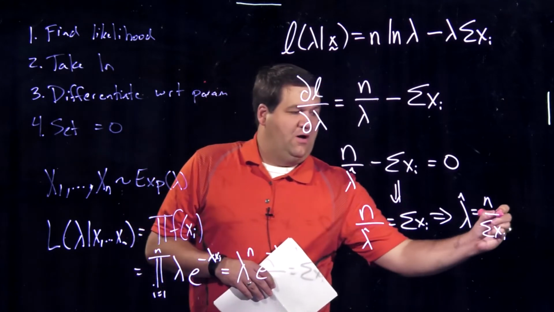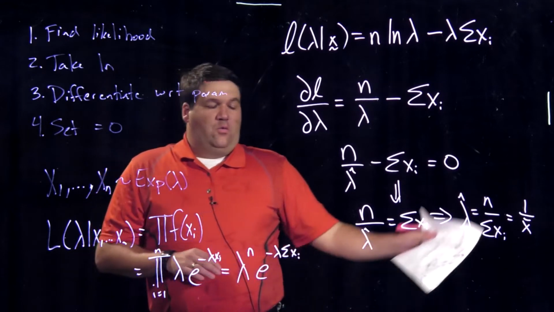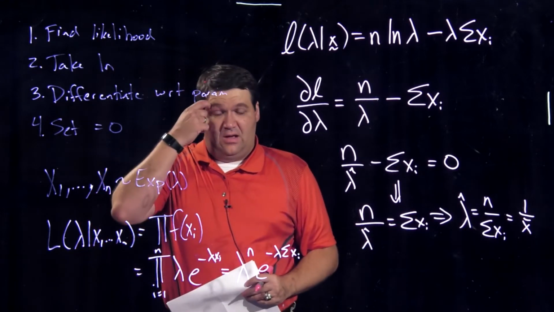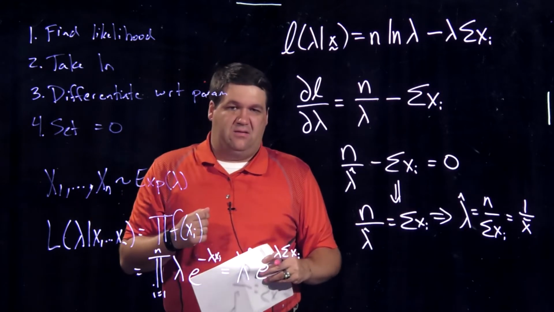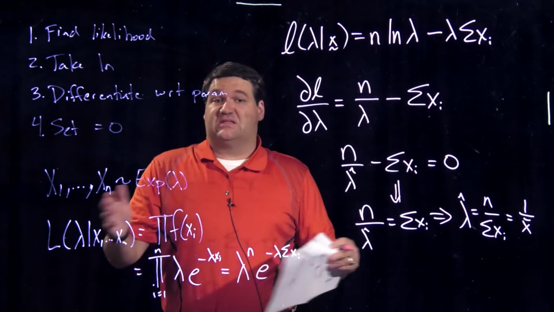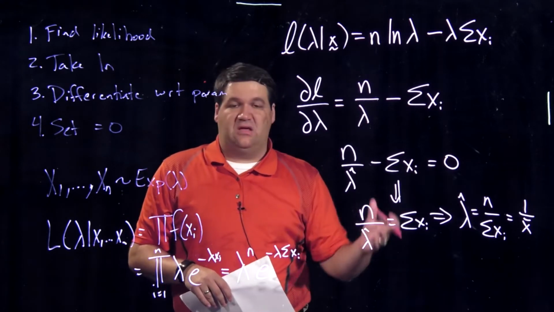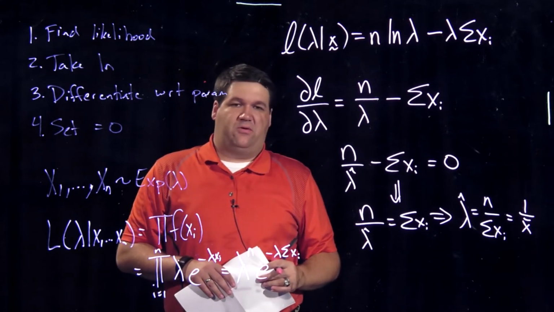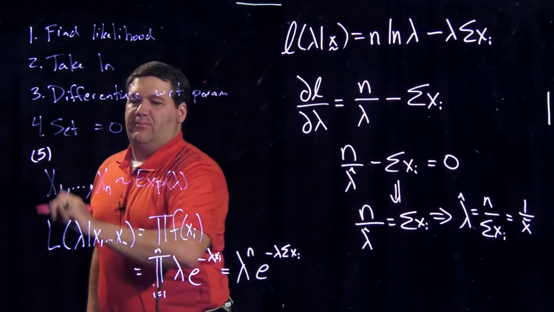And if you want, you can also say this is 1 over x bar. We're able to show the maximum likelihood estimate of the parameter lambda is 1 over x bar. So if you give me a set of n data points, say this is an exponential distribution, and you find the average of those values and take the inverse, that's the most likely value of lambda to have generated those points.